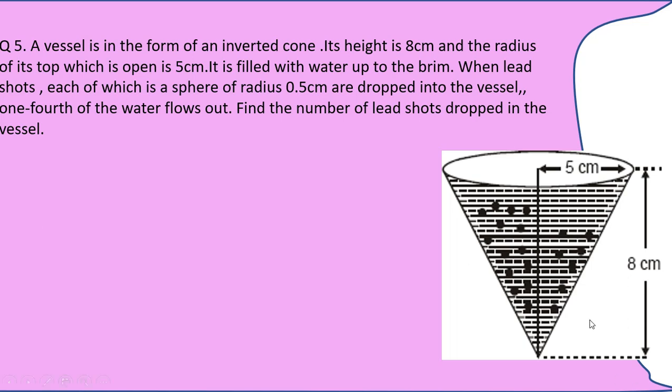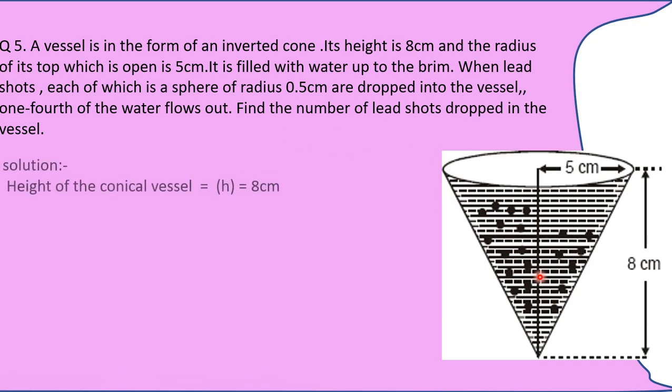So here in the figure, clearly it is given that a cone is there and the cone is filled with the water, and small lead shots are dropped into this water. Some of the water flows out, and it is given when lead shots drop into the vessel, 1/4 of the water flows out. So whatever the volume of these lead shots, that much water will flow out. So we have to find how many lead shots are there in this cone.